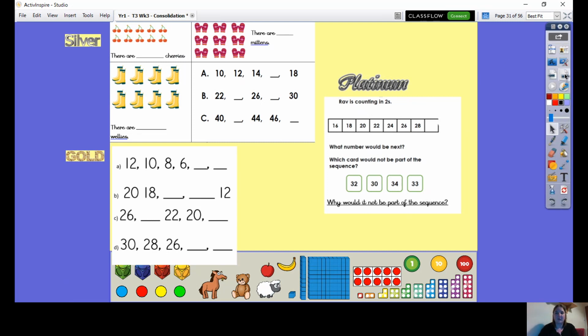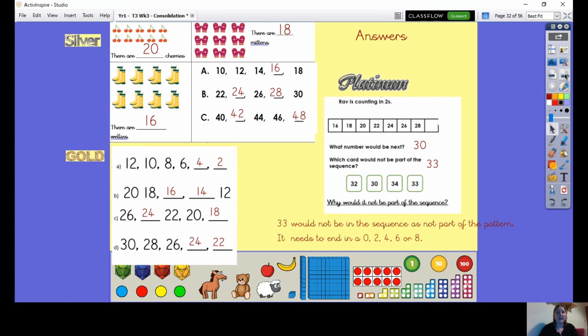Okay, so I'm just going to move on now. And obviously here are the answers. So here, what number would be next? Obviously, it would be 30. Down here, it says 33. So 33 would not be in the same sequence, as it's not part of the pattern. A number would need to end in a 0, a 2, a 4, a 6, or an 8 to be part of this pattern. And 33, so 3 is not part of that pattern.